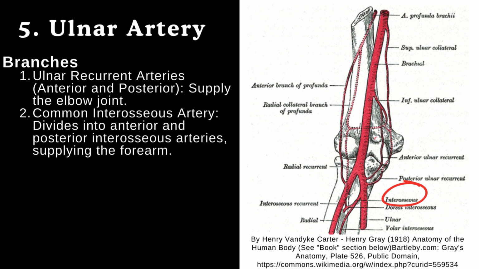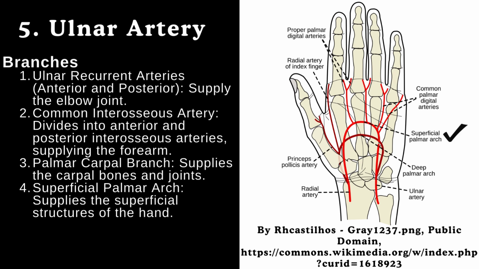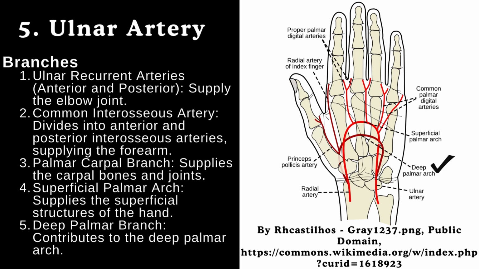Common interosseous artery divides into anterior and posterior interosseous arteries, supplying the forearm. Palmar carpal branch supplies the carpal bones and joints. Superficial palmar arch supplies the superficial structures of the hand. Deep palmar branch contributes to the deep palmar arch.